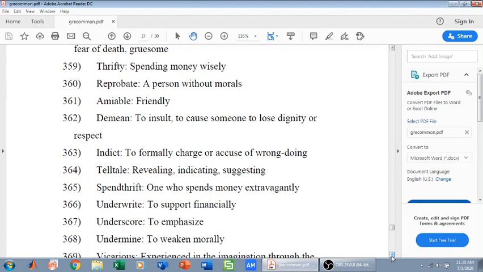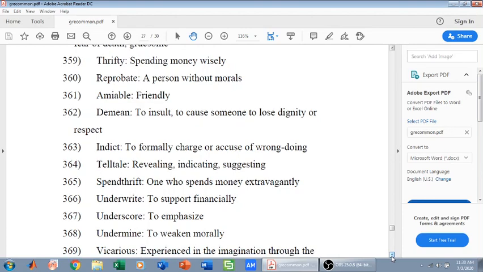Underwrite means to support financially. Underscore means to emphasize. Undermine means to weaken morally. Fine, or to insult. Do not confuse these three words. Underscore means to emphasize, undermine means to weaken morally, underwrite means to support financially.